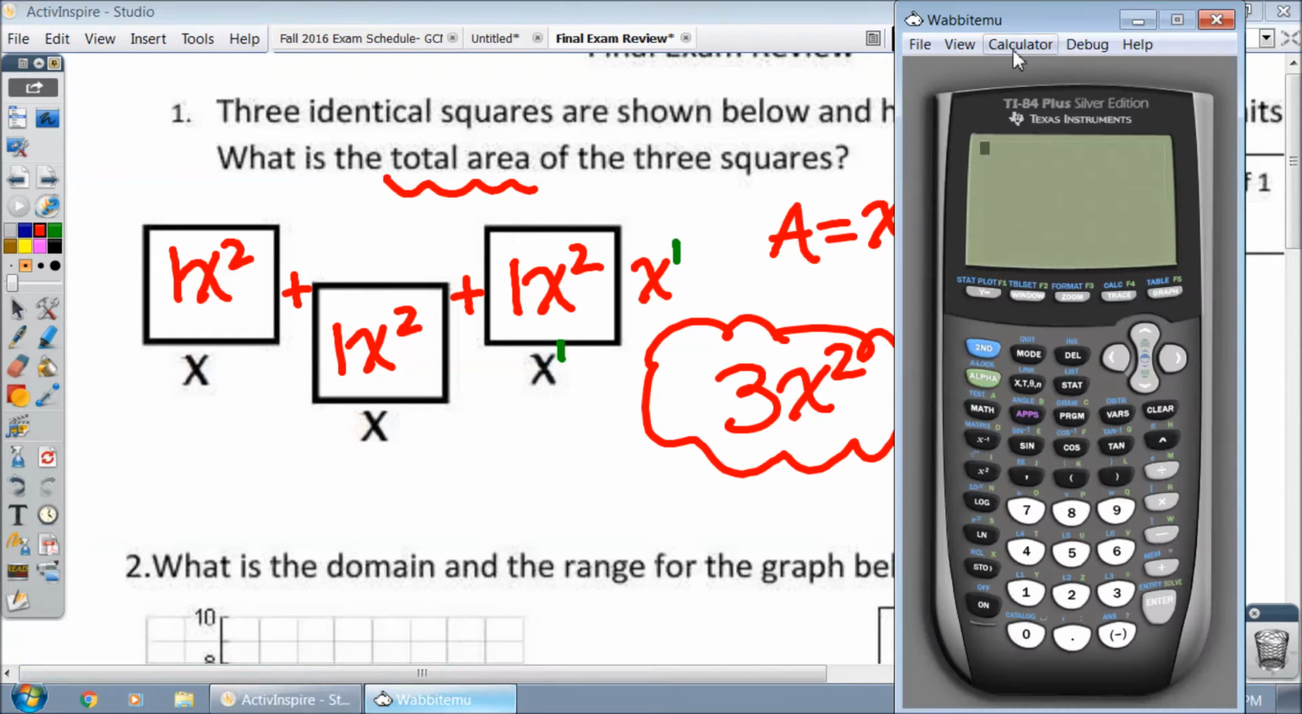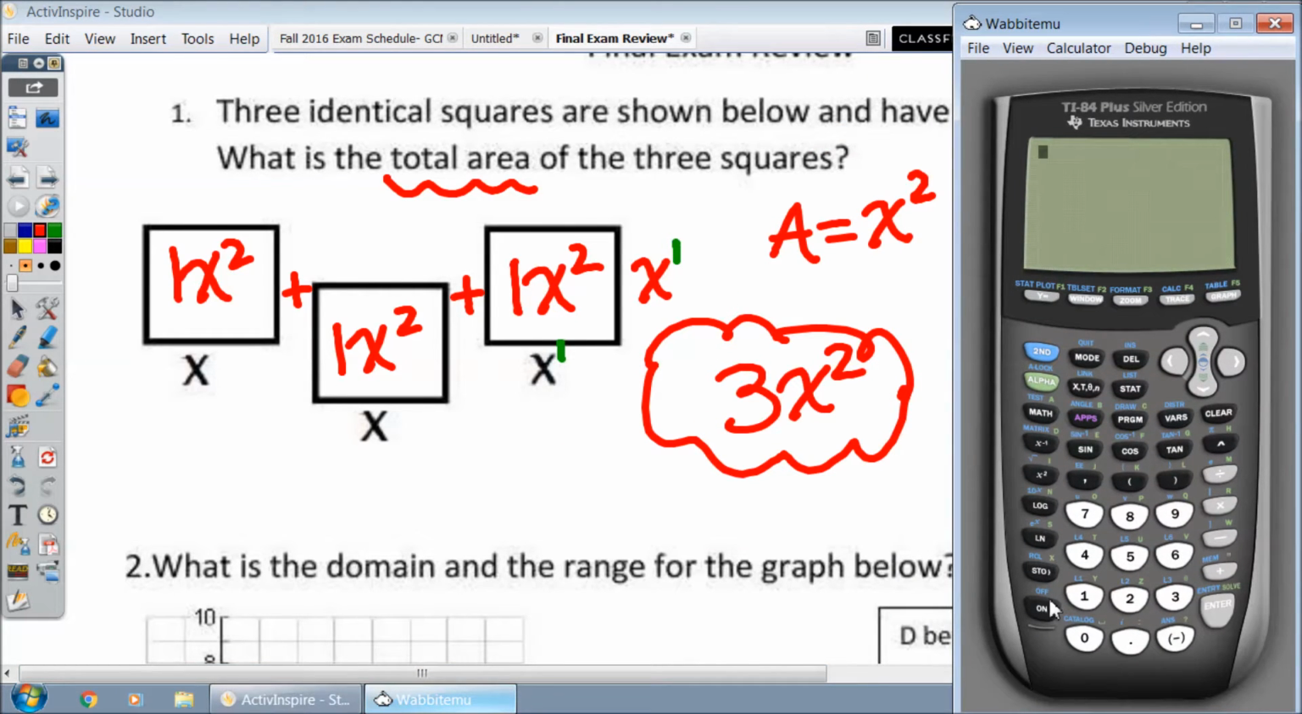Well, we could use the calculator here. We can use STO. So what we're going to do is pick a random number and store it for x. We're going to type in our problem here: x squared plus x squared plus x squared. That gives me an output of 48. Let's see if our answer of 3x squared gives me an output of 48. And it does. So I know I'm 100% correct. Your answer is 3x squared.